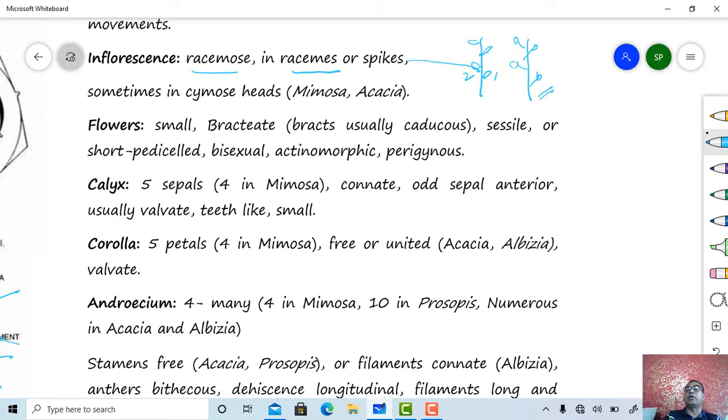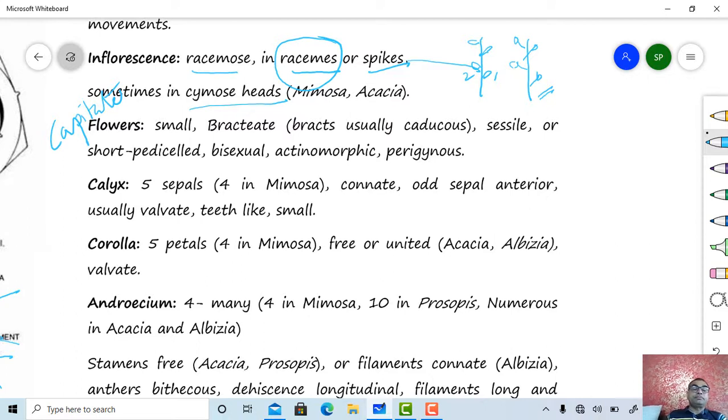pedicellate flowers on an elongated peduncle show the raceme type of inflorescence, while sessile flowers, when arranged on an elongated peduncle in an acropetal manner, is called a spike type of inflorescence. In a majority of cases, this inflorescence shows cymose head, or this one is also called a capitate type of inflorescence.